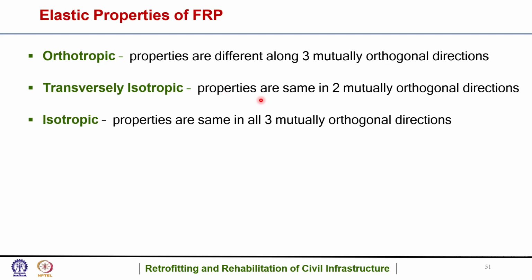Transversely isotropic means properties are same in two mutually orthogonal directions. So transverse is basically the section, okay. So along the section in one plane, when the properties are same, okay, so that is x-axis and y-axis, then we can say that it is transversely isotropic. And when the properties are same in all the three mutually orthogonal directions, then it is called isotropic. So when all are different, it is orthotropic. When along the section it is same but along the axis it is different, it is transversely isotropic. And when all the directions have same properties, it is completely isotropic or simply isotropic.